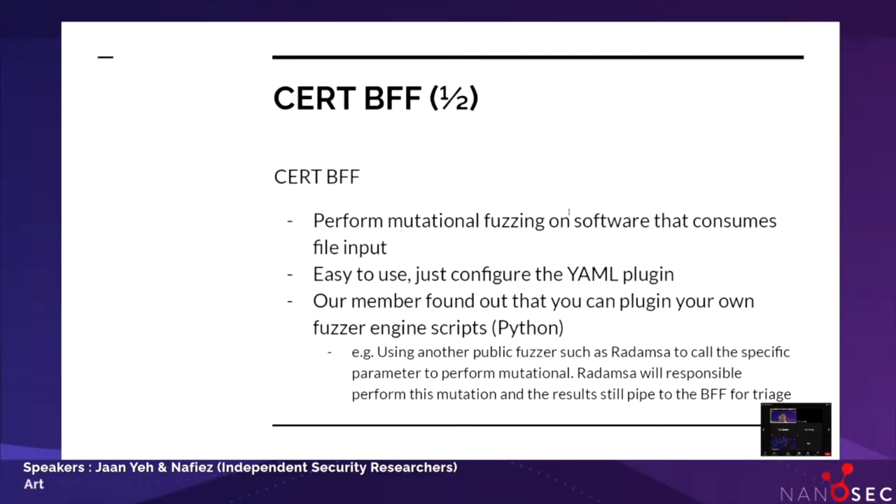Next, we will have CERT BFF. It is able to perform mutation fuzzing on software that consumes file input. It is easy to use compared to WinAFL. You just need to configure the Python plugin. You can also plug in your own fuzzer engine script as well. For example, using Radamsa to call specific parameters to perform mutations. And Radamsa will perform this mutation and the result is still piped into BFF for triage.